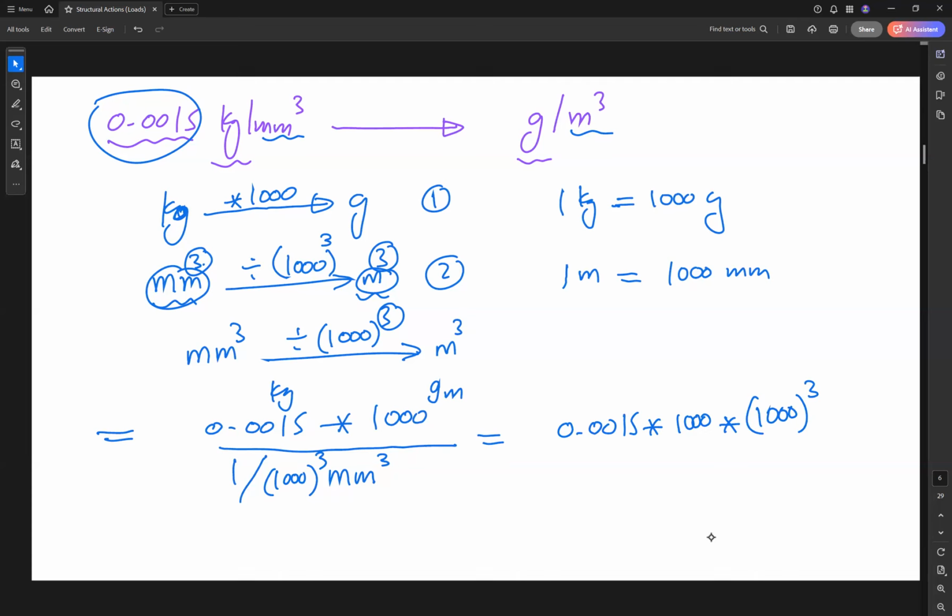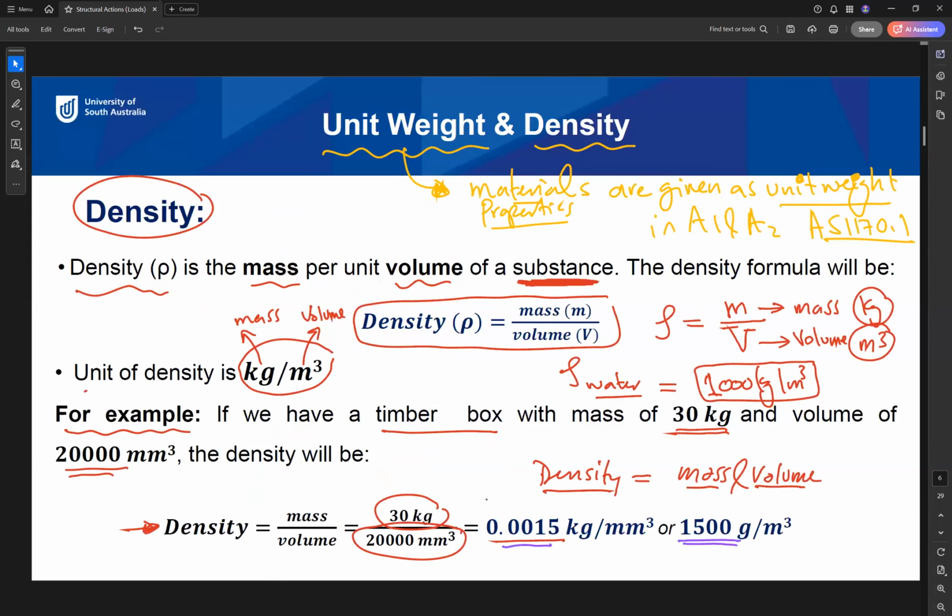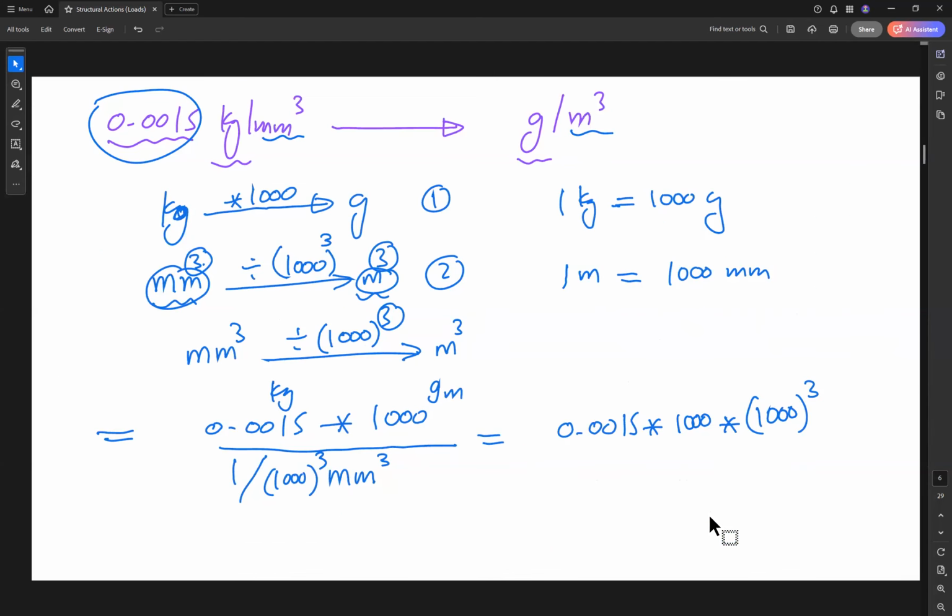Okay. So this is how to convert from kilogram to gram. I think I will revise this unit again because this value is maybe incorrect. So just leave the value as it is now, and I will revise and update it. But this is how to convert. For example, from kilogram to gram, we need to multiply by 1000. From millimeter to meter, you need to divide by 1000, and because we have it cubed, we need to add the power 3.